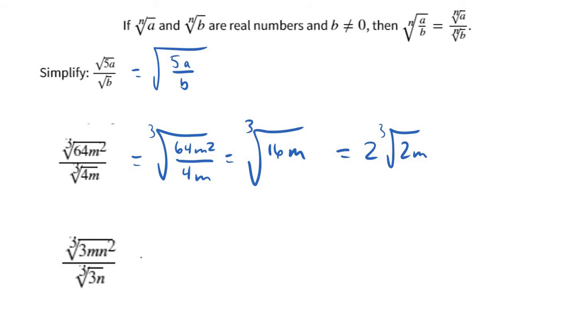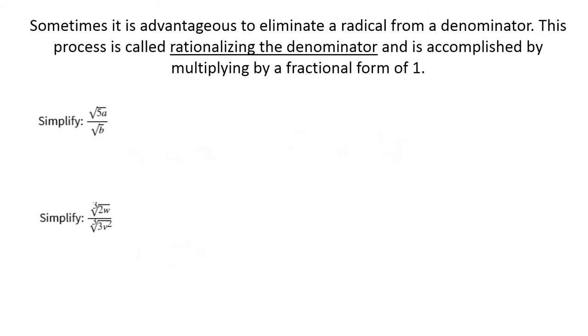How about this guy? Very similar. So notice cube root 3 over 3 is going to just divide out. n squared over n would be n. So I've got mn left in there is all. And that won't simplify. And so there you go. That's all there is to it.